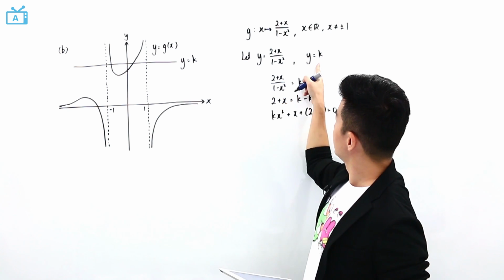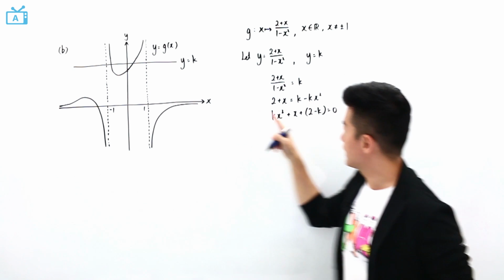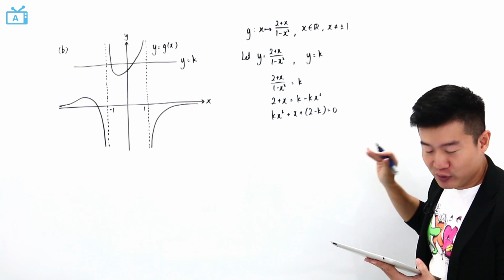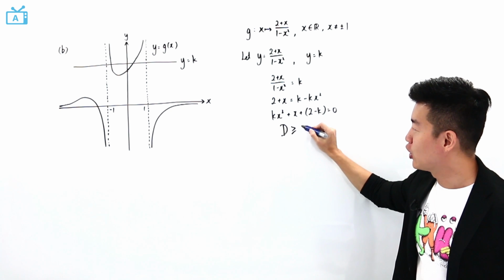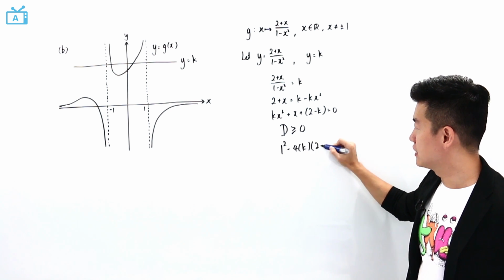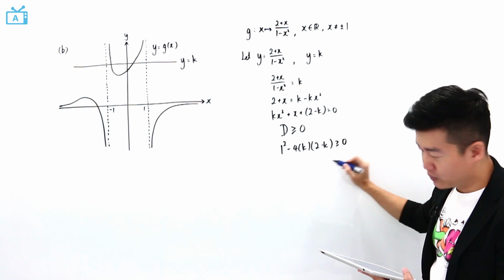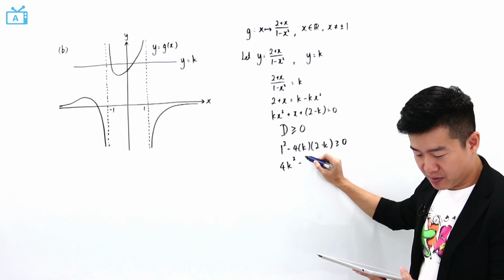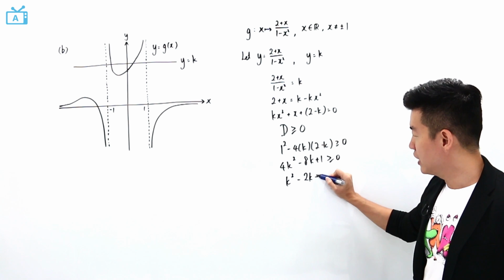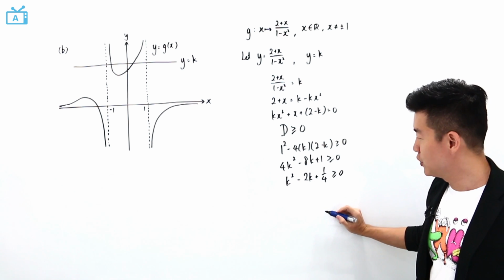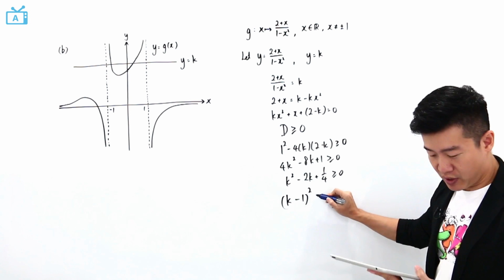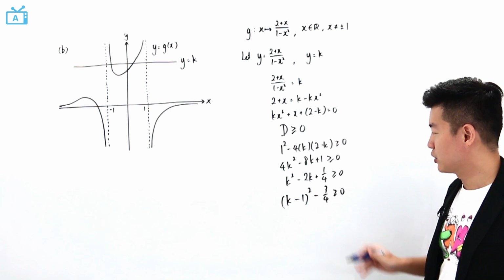Because this line and this curve are supposed to intersect, this quadratic equation is supposed to have solutions, which means I'm going to let the discriminant be bigger or equal to 0. The discriminant is b squared minus 4ac, and this is bigger or equal to 0. So what I have here is 4k squared minus 8k plus 1 is bigger or equal to 0. That means k squared minus 2k plus 1 over 4 is bigger or equal to 0. And I'm going to complete the square for this, which gives (k minus 1) squared minus 3 over 4 is bigger or equal to 0.